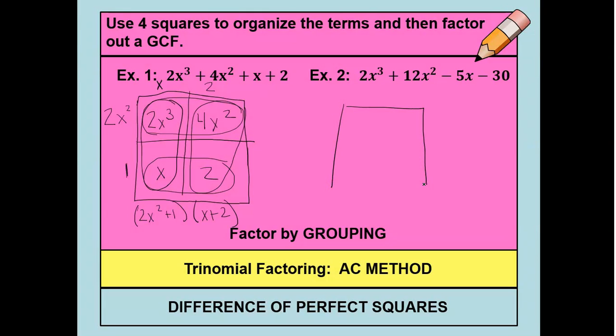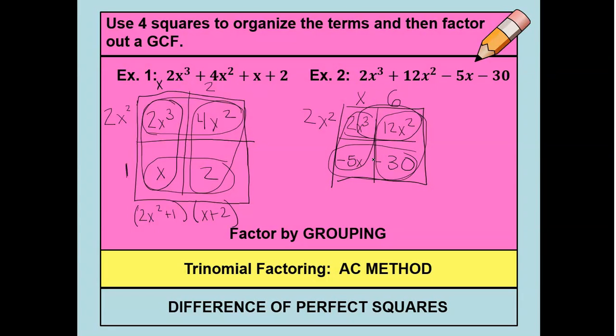So, whoa, that was a little crooked of a box. That's okay though. Got to fill my box in, 2x cubed, 12x squared. Make sure you take that negative with you. I find a lot of students forget that negative. GCF of this row is 2x squared. GCF of this column, numbers aren't in common, but there is an x. GCF of this column, I think it's a 6. Yeah, it's a 6. And then GCF of this column, looks like it's -5. We can take a -5 out of that.